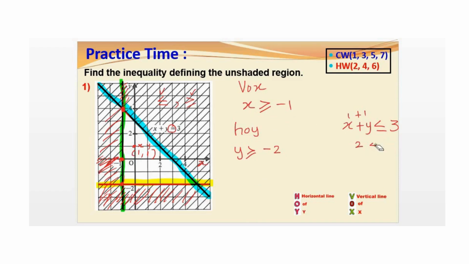So what is the answer? The answer is here, this one. I will highlight the answer for you. This is the answer, because there are 3 lines for which we have to write the inequalities. These 3 lines are defining this unshaded region. So there will be 3 answers. Clear? Let's solve one more question.